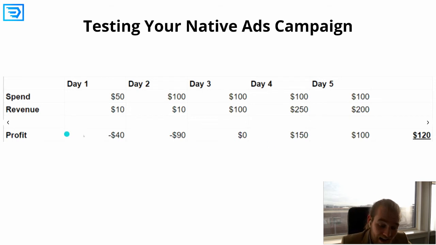So in the end, if you combine all these numbers together, we would have a $120 profit in 5 days, even though it didn't look successful in the beginning. So that's the reason why you should always complete your test until you've hit your predefined rules for your campaign.